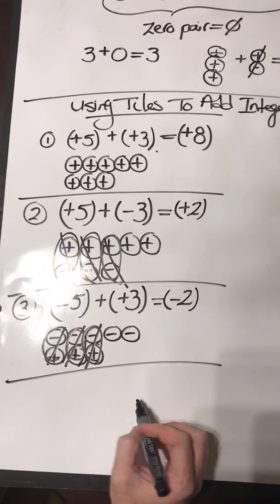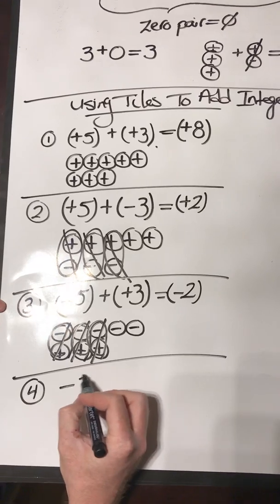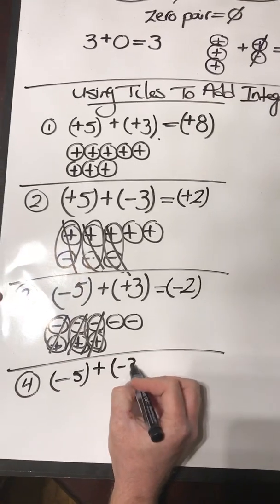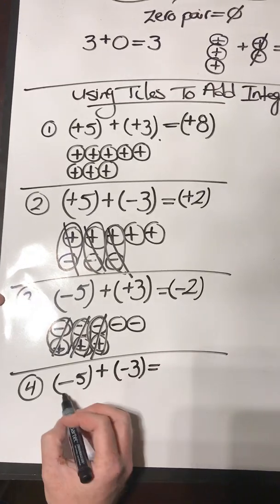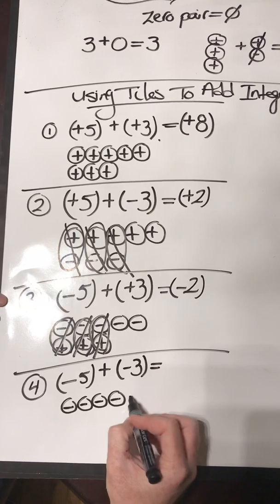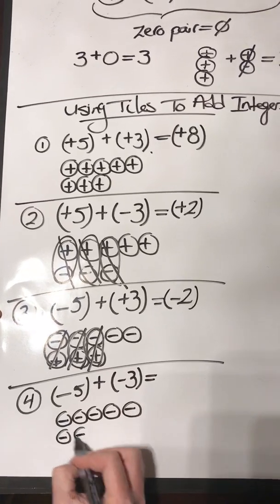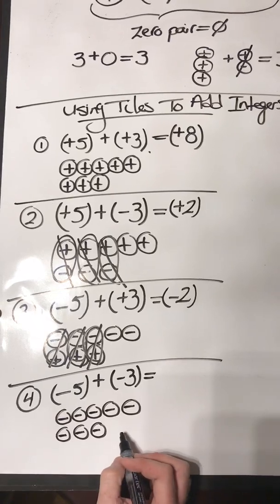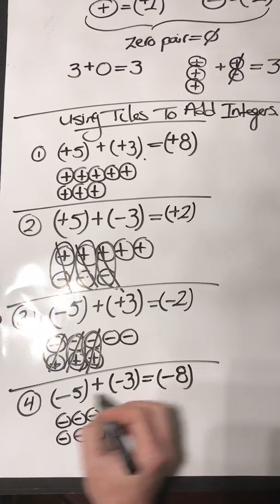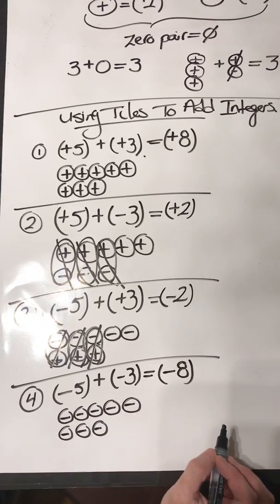And our last example here is negative 5 plus negative 3. I start with 5 negative tiles, and I'm going to add another 3 negative tiles. And so what do I have? I have 8 negative tiles. So negative 5 plus negative 3 is equal to negative 8.